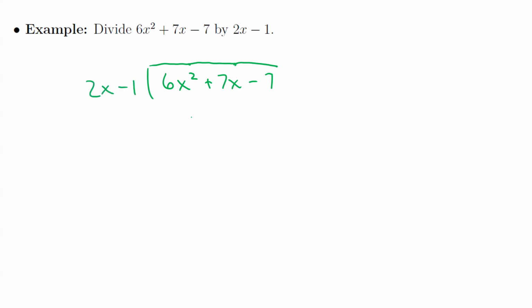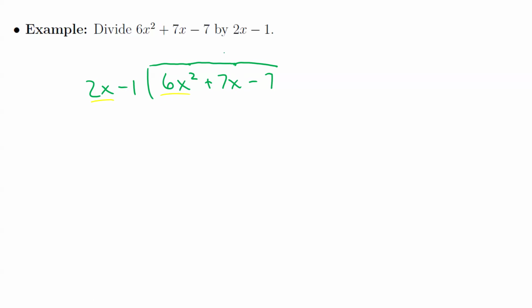All right. Now, again, when deciding what to put up top here, I'm not going to worry about the minus 1. I'm not going to worry about the plus 7x or the minus 7. I'm just going to look at 2x and at 6x squared. So just focusing in on those two right at first. And so I ask myself, what do I multiply 2x by in order to produce 6x squared?